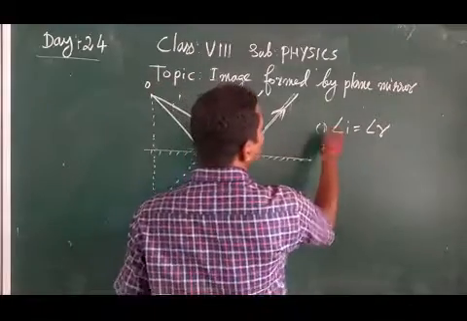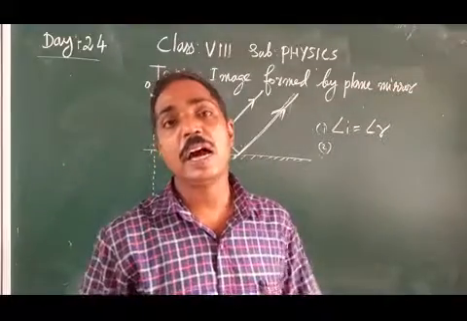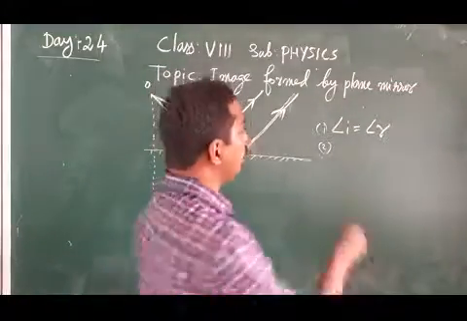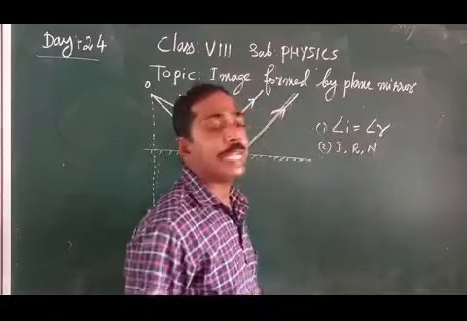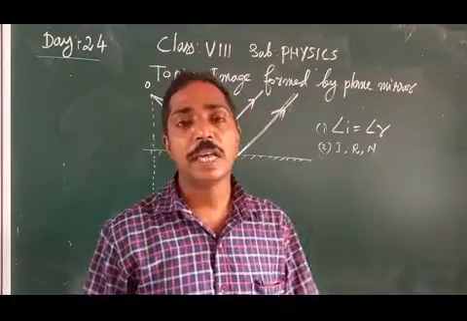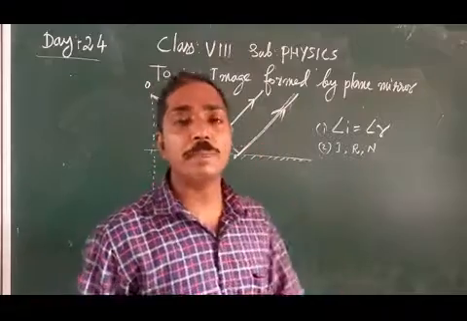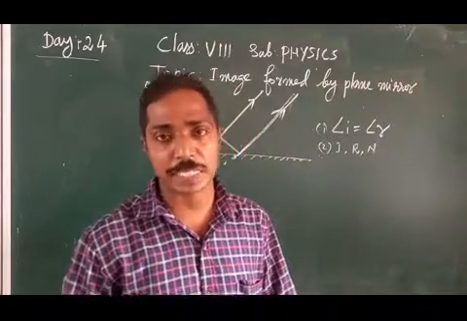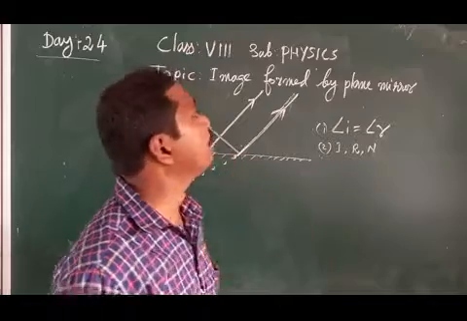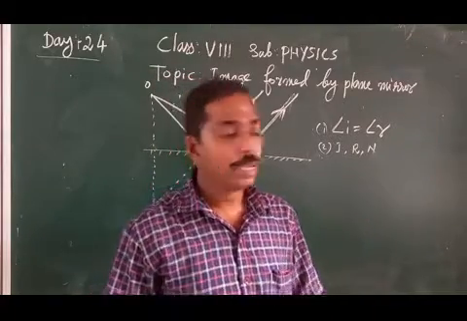Second law, we learned there are three rays: incident ray, reflected ray and normal. If I represent them as I, R, N, these three rays lie on the same plane. That we can see how it is happening in the case of a plane mirror and how the image is formed. Today we are discussing how an image is formed by a plane mirror. That is the topic we are discussing today.